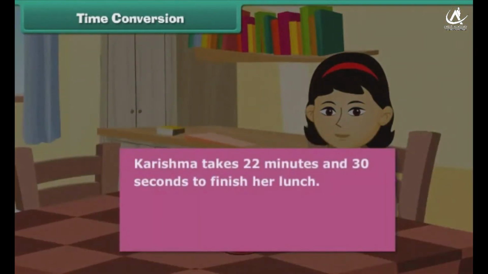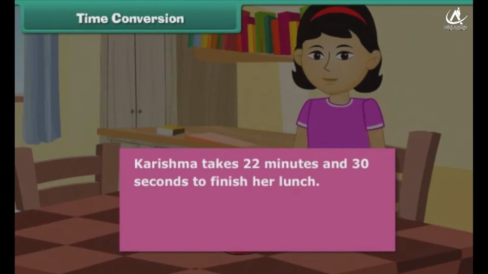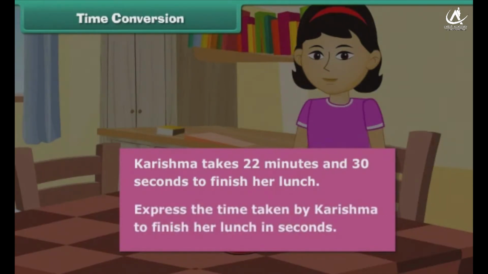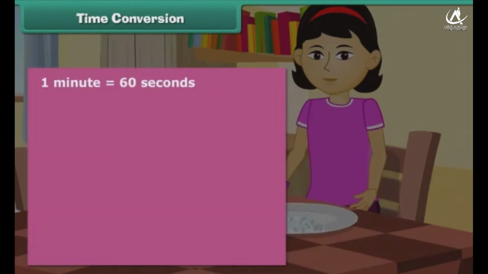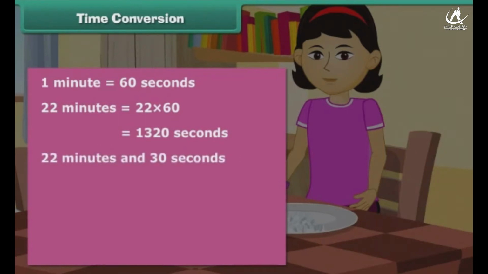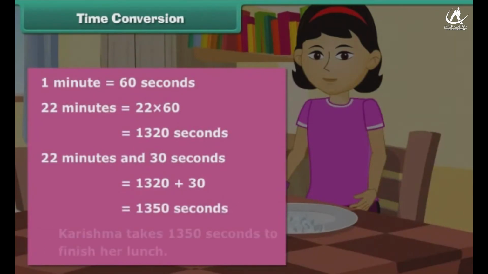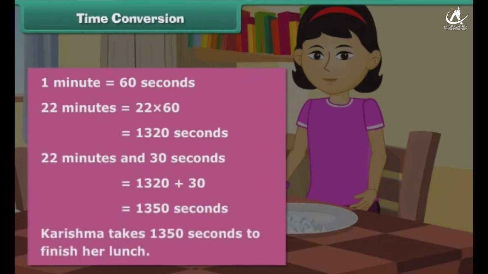Karishma takes 22 minutes and 30 seconds to finish her lunch. Express the time taken by Karishma to finish her lunch in seconds. 1 minute is equal to 60 seconds. 22 minutes is equal to 22 into 60, which is 1320 seconds. 22 minutes and 30 seconds is equal to 1320 plus 30, which is 1350 seconds. Karishma takes 1350 seconds to finish her lunch.